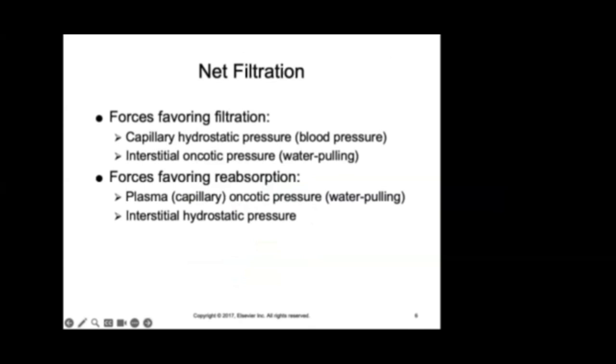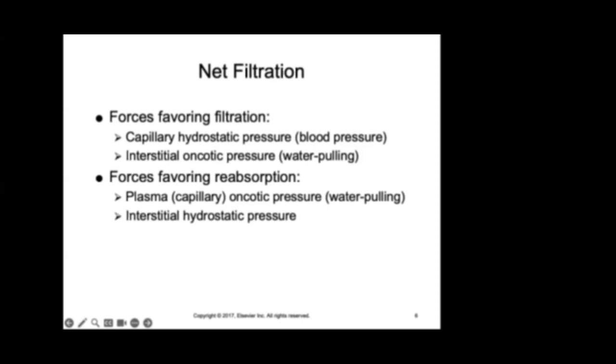Net filtration involves capillary hydrostatic pressure, such as blood pressure, and interstitial oncotic pressure, which pulls water back in to the blood. The forces that favor reabsorption are capillary oncotic pressure, which is water pulling pressure, and interstitial hydrostatic pressure. So the major force that promotes water movement out of capillaries is the capillary hydrostatic pressure. The major force that controls water movement back into the blood is the plasma oncotic pressure.